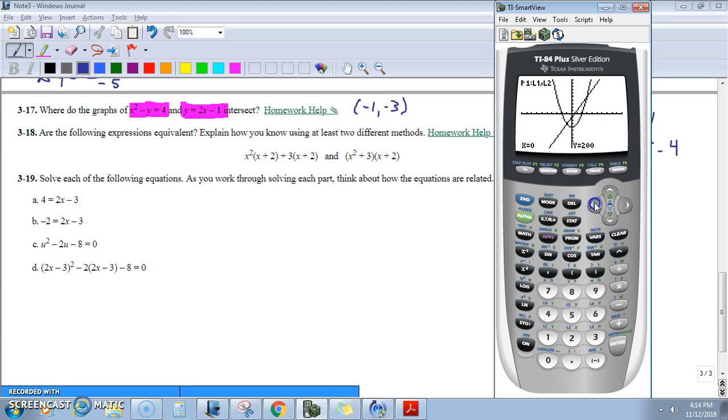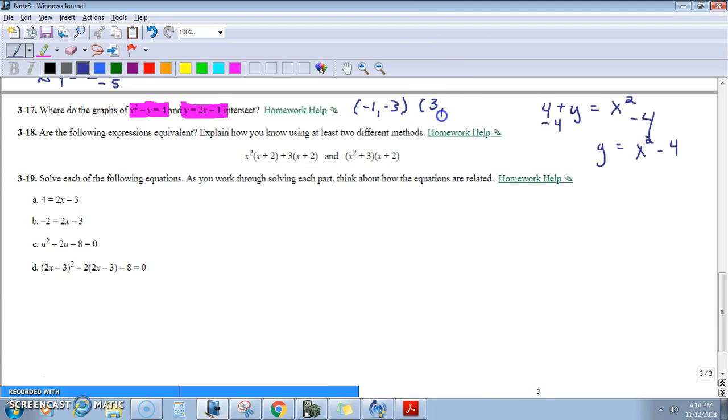Where'd my guy go? Well, here, let's choose this. Second, calc, intersect. Here's what I wanted to show you guys. See my little spider dude? I need to get him closer to the other intersection point, or it's just going to find me the other one again. And then I need to hit enter, enter, enter. And this is 3 and 5. So those are the 2 points that they intersect at.